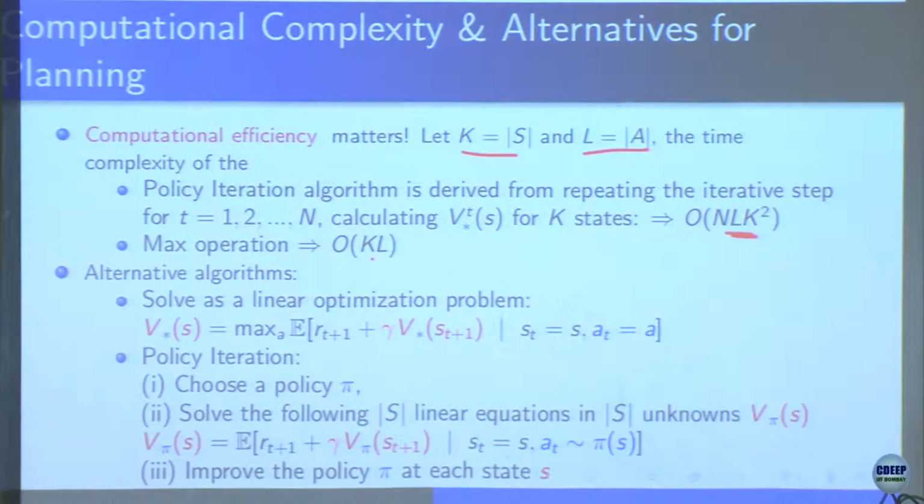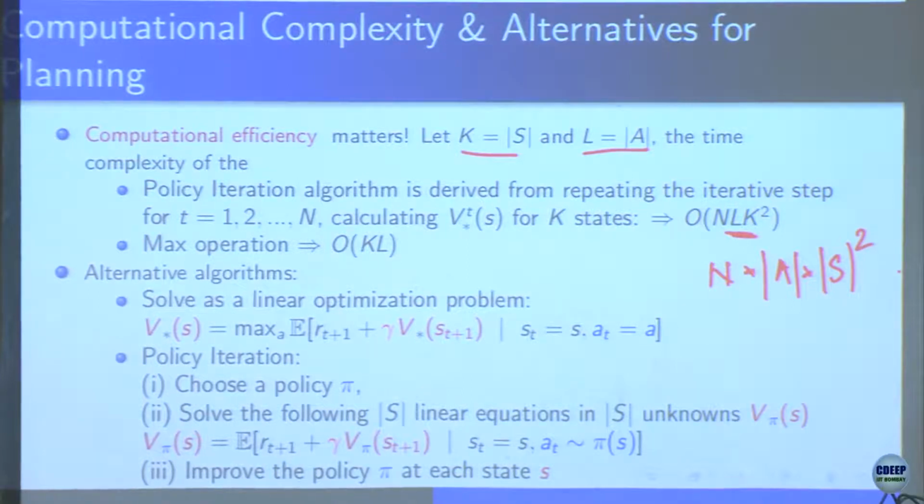And this is the complexity of one iteration. If you do this for n iterations, you will have n times this L into k square. So basically you are saying n into size of action into size of state square.